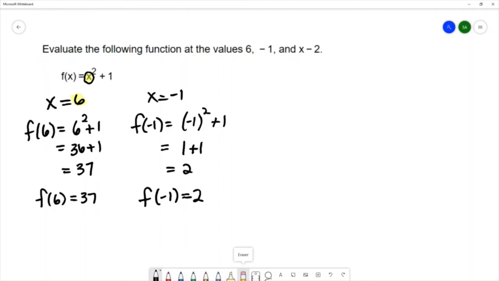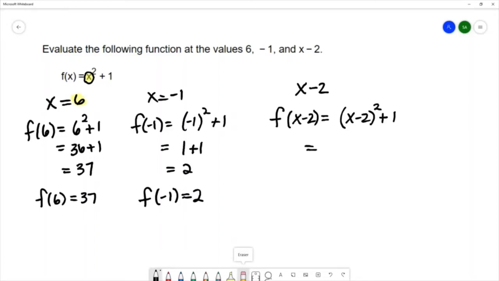And then our last one, we want to evaluate the function at x minus 2. That means we're finding f of x minus 2. Everywhere we see an x, we're going to change that to x minus 2. So we have (x minus 2) squared plus 1. Once again, I use parentheses because I want to make sure I square that whole thing.